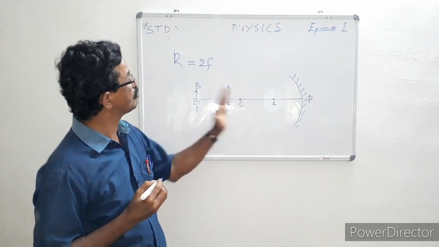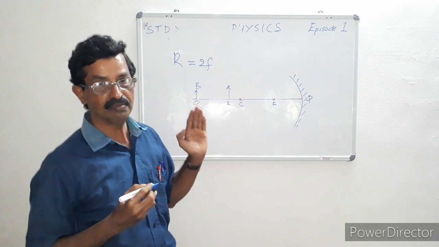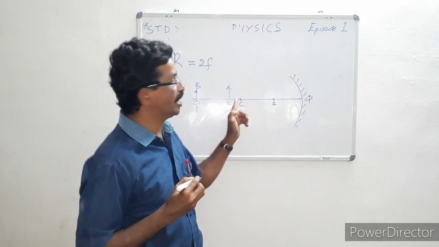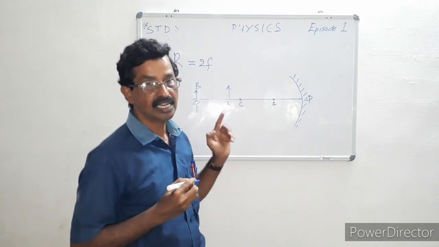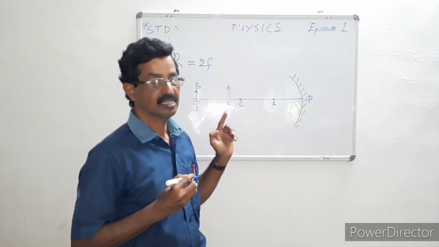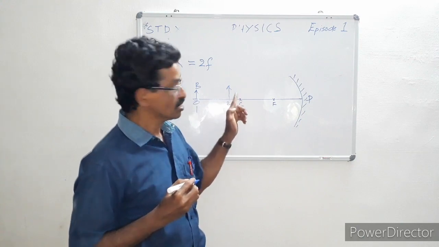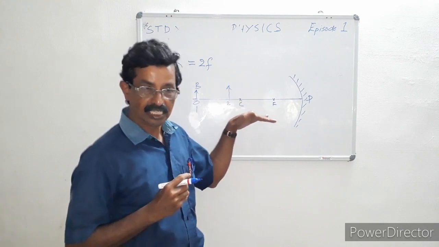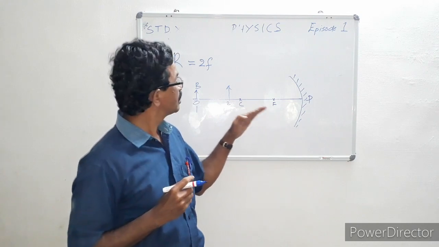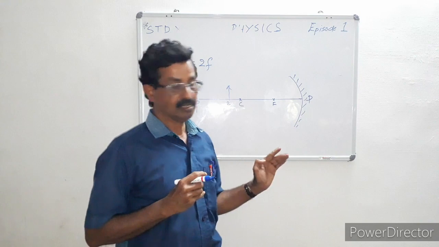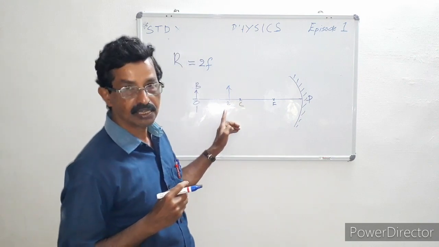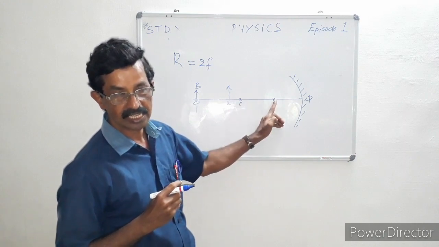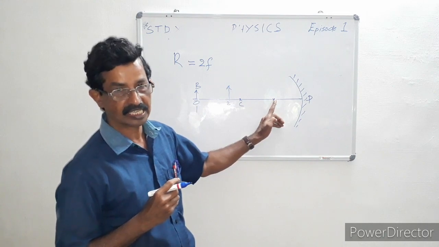Now the object is just behind C. The image we get is in between F and C. Now, the nature of the image is inverted, small and real. When the object is just behind C, where we get the image will be in between C and F. It is real, inverted, small in size.